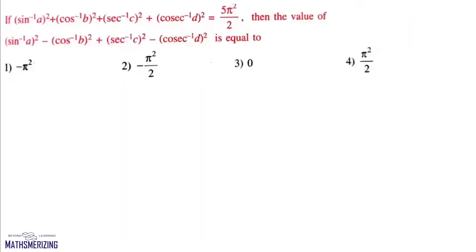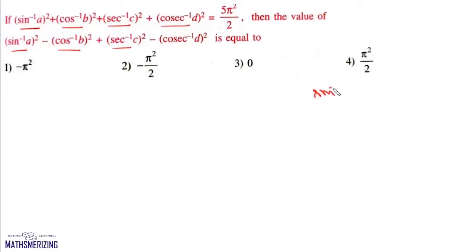Now let us take another example, which is: if sine inverse A square plus cos inverse B square plus secant inverse C square plus cosec inverse D square is 5 pi square by 2, then find the value of sine inverse A square minus cos inverse B square plus secant inverse C square minus cosec inverse D square.